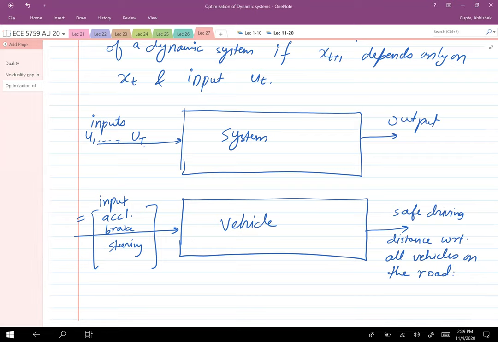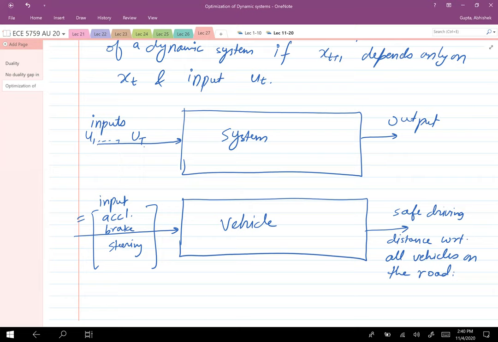So there is some safe driving behavior that's the desired behavior you would like the car to follow with these three inputs. And now I ask you, let me try to optimize my vehicle or come up with a driving strategy so that I follow all the rules of the road and also come up with a safe driving trajectory. Suppose I pose you this problem.